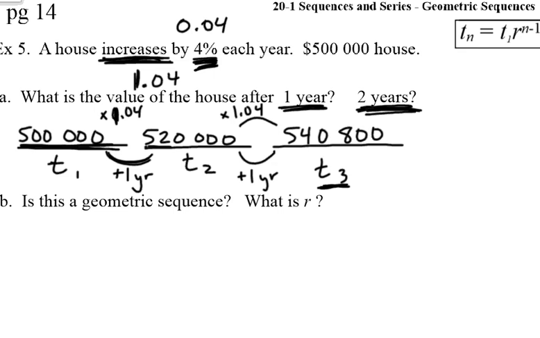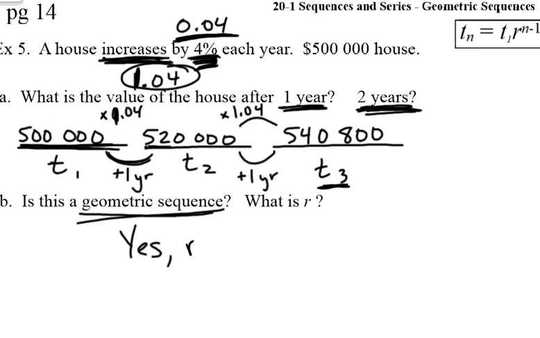So when you're increasing with percents, percent needs to be a decimal, but we need to include that 1 out front to work with it. So is this a geometric sequence? Yes, it is, because our R value of 1.04 happens year after year after year.